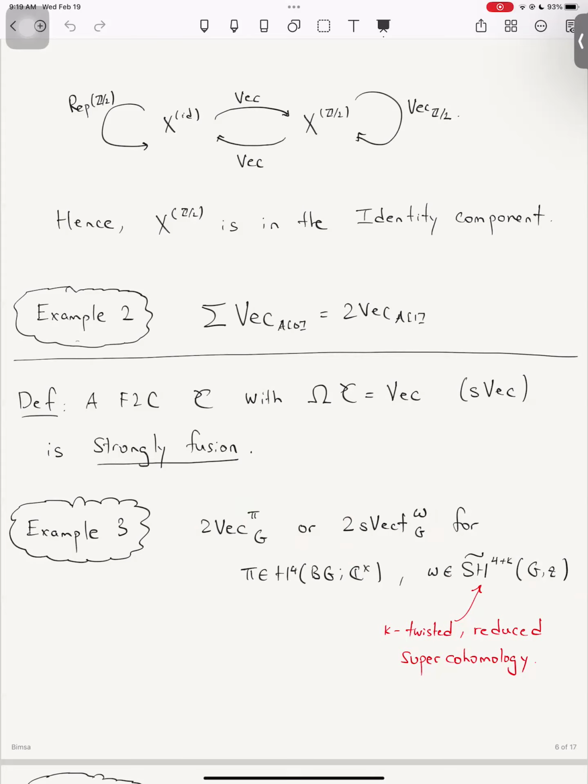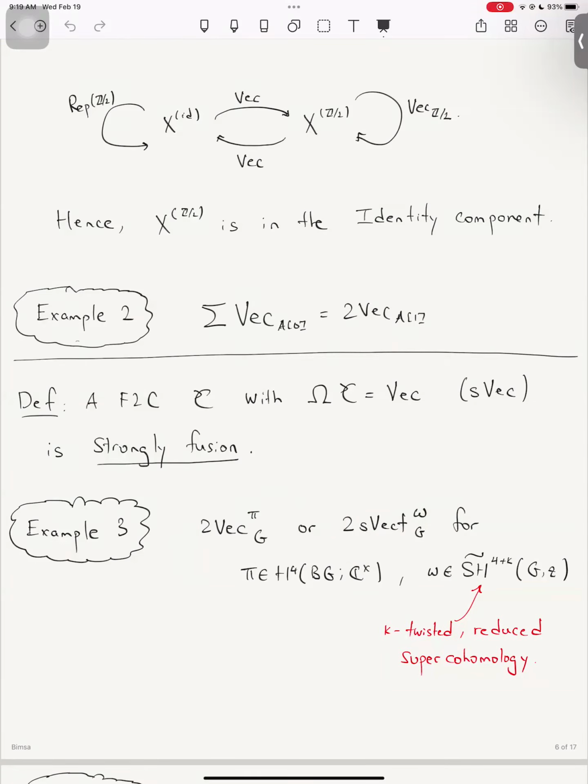But this cocycle is a little bit more complicated. I'll unpack the fermionic case in a little more detail later on, but the idea is the same. You have two supervector spaces, G, with a cocycle in twisted super cohomology, whatever that is. Matthew?